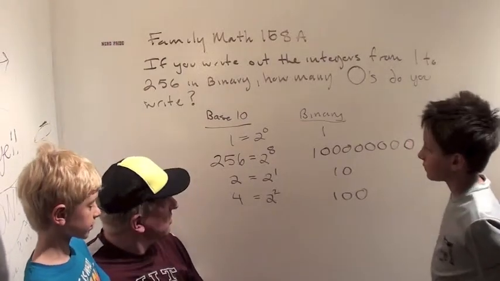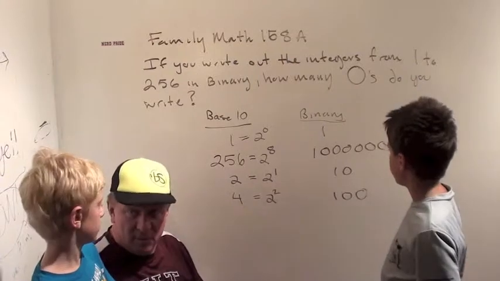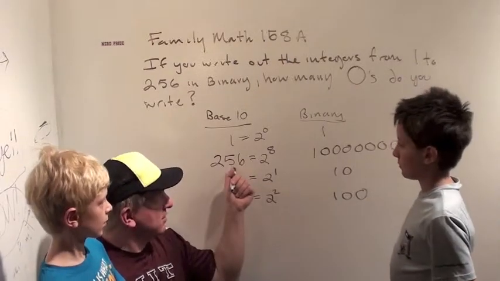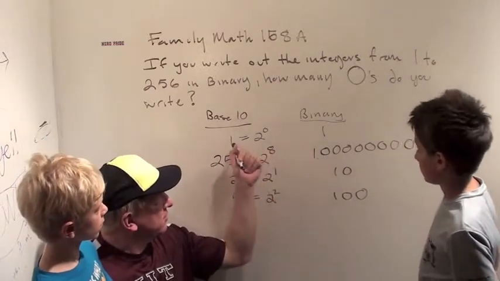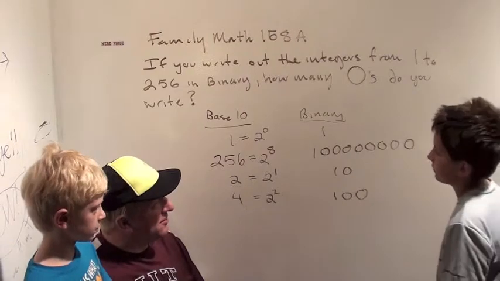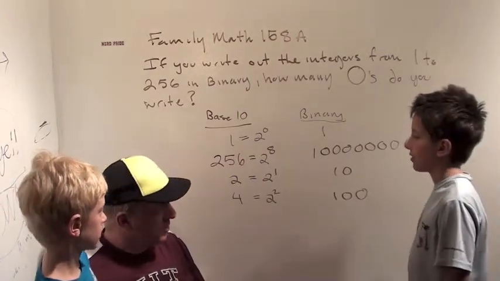Okay. So we can be pretty confident that 2 to the 8th in binary is going to have 8 zeros. So we have to remember, for our very last number, we're going to add 8 zeros, and our very first number, we're going to have no zeros. Now all we have to do is count all the zeros in between. I have a way to do that. Oh, okay. What's your way?